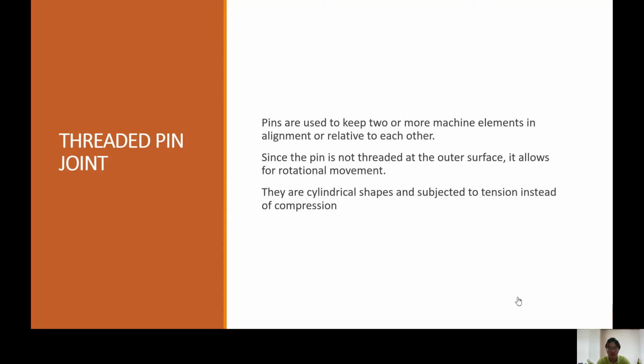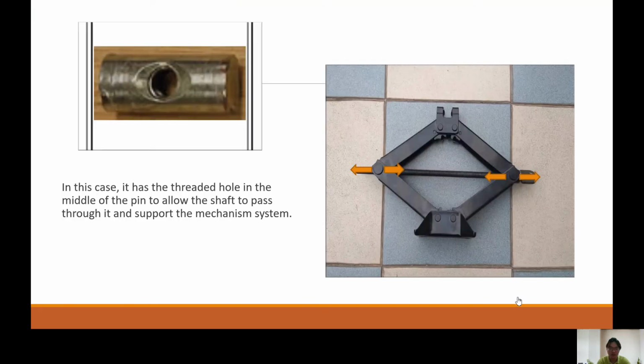Since the pin has no thread on the outer surface, it allows for rotational movement. They are cylindrical shapes and subjected to tension instead of compression. In this case, it has a threaded hole in the middle of the pin to allow the shaft to pass through it and support the mechanical system.